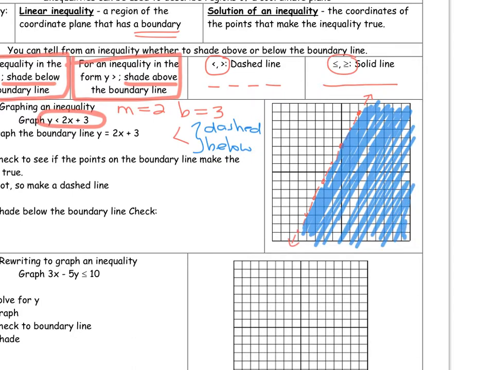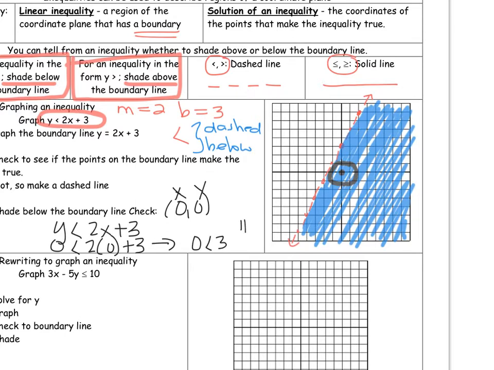So how can we check to see if we did it right? Well, I'm going to pick a point that's in the shaded area, and for mine, I'm going to pick this point right here, 0, 0, and I'm going to plug it into the equation. So I'm going to pick the ordered pair 0, 0, so that means x equals 0 and y equals 0. And if I plug it into y is less than 2x plus 3, and I get a true statement, then I know I shaded in the right area. So I'm going to plug in 0 for y and 0 for x, and what I get left with is 0 is less than 3. And that's true, so that means I shaded correctly.